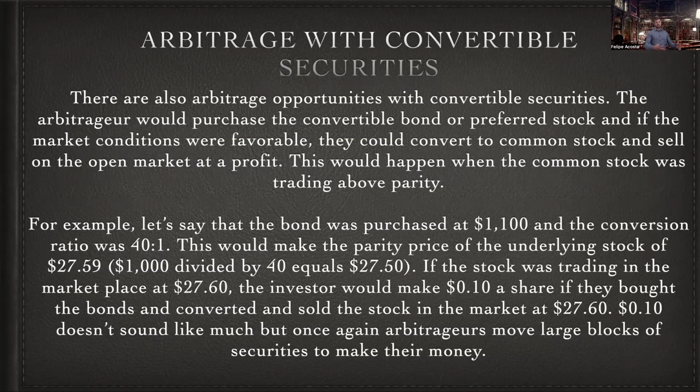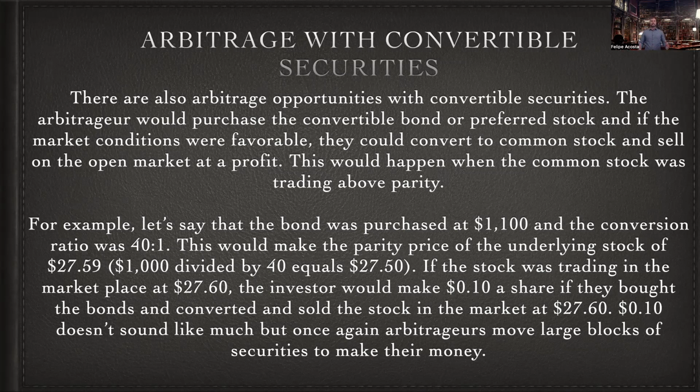And then there's arbitrage with convertible securities. The arbitrageur would purchase the convertible bond or preferred stock, and if the market conditions were favorable, they would convert to the common stock and sell on the open market at a profit. This would happen when the common stock was trading above parity.